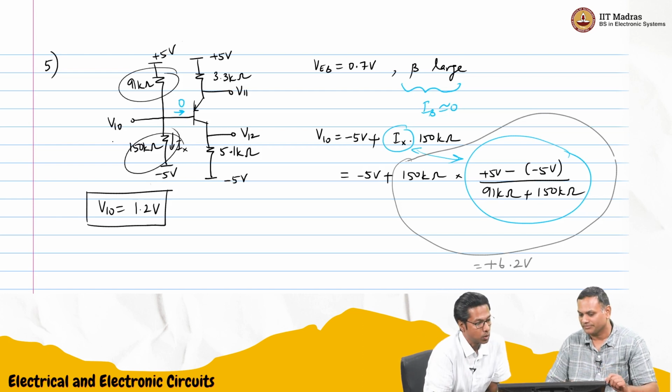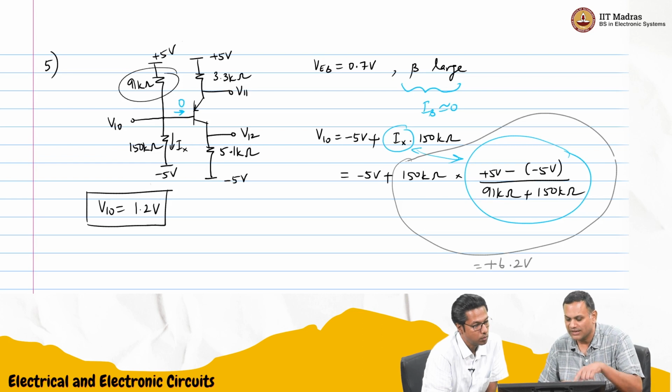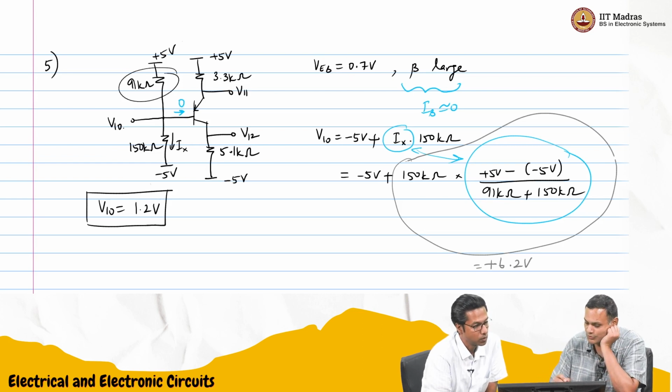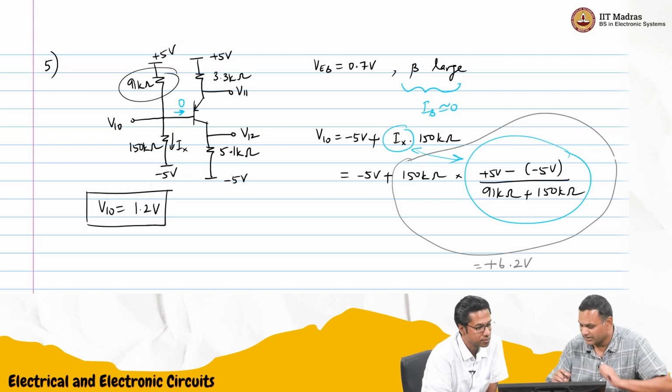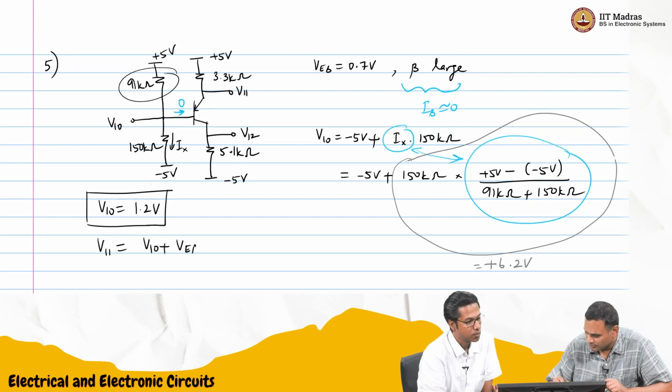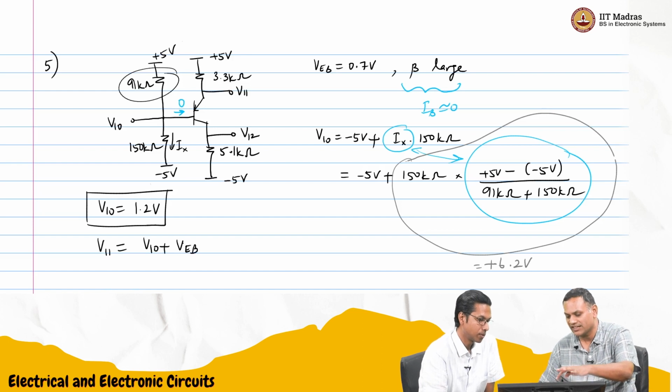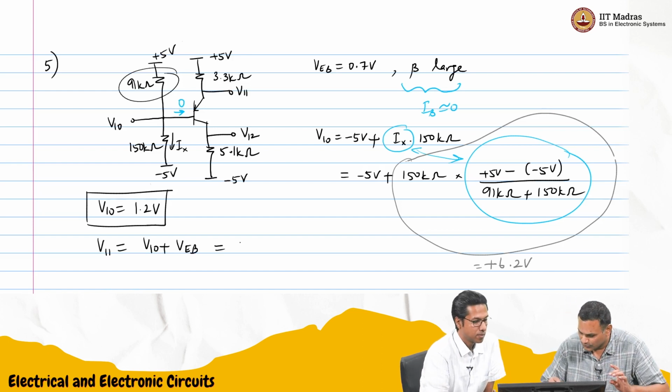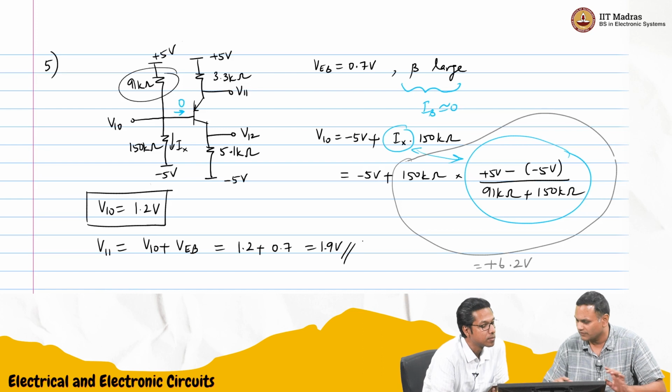1.2. Oh, so now V11 and V12. So I am thinking VEB is given, no? So we know VB. So V11 we can find out. That is correct? Correct. VBE. So V11 is V10 plus VEB. PNP transistor. So emitter is at a higher voltage compared to the base. So this is 1.2 plus 0.7, which is 1.9 volts. So V11 is also known.